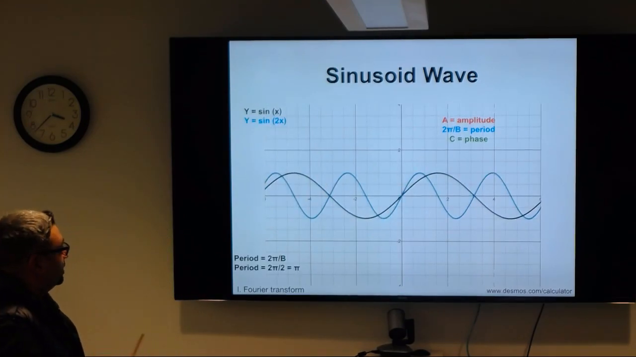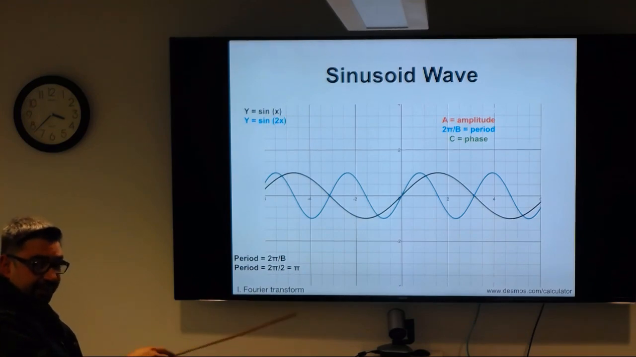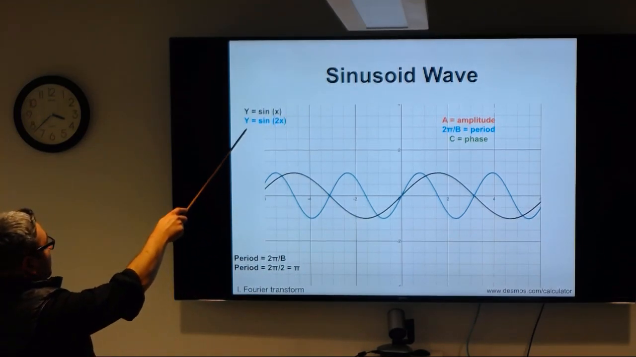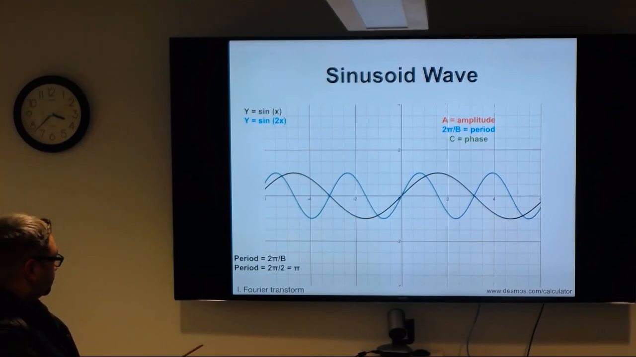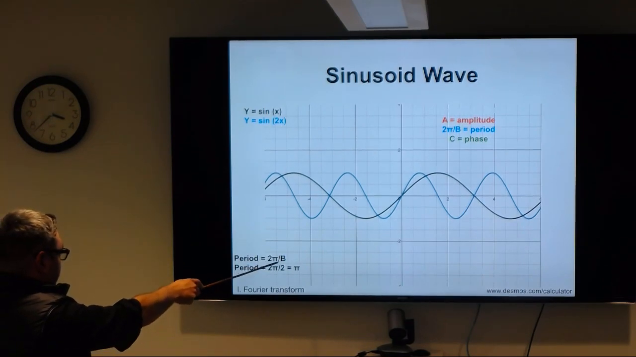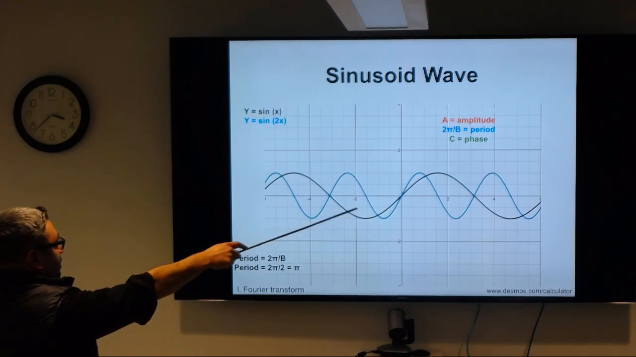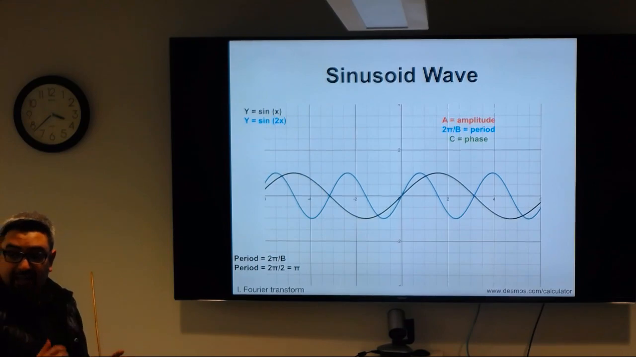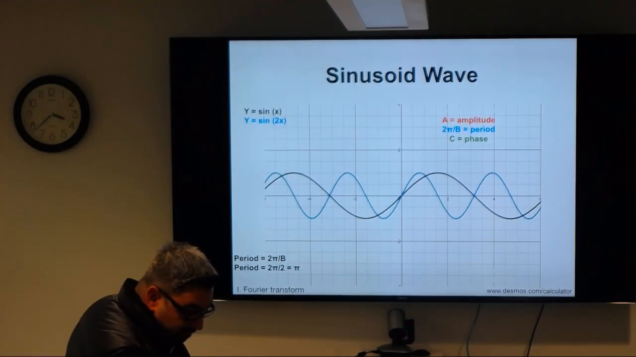Whereas with the period, 2 pi over b is equal to the period. Okay, so in this case, 2 pi over 1. And so when we change this to 2, it would be 2 pi over 2. So it would oscillate at a much faster rate.